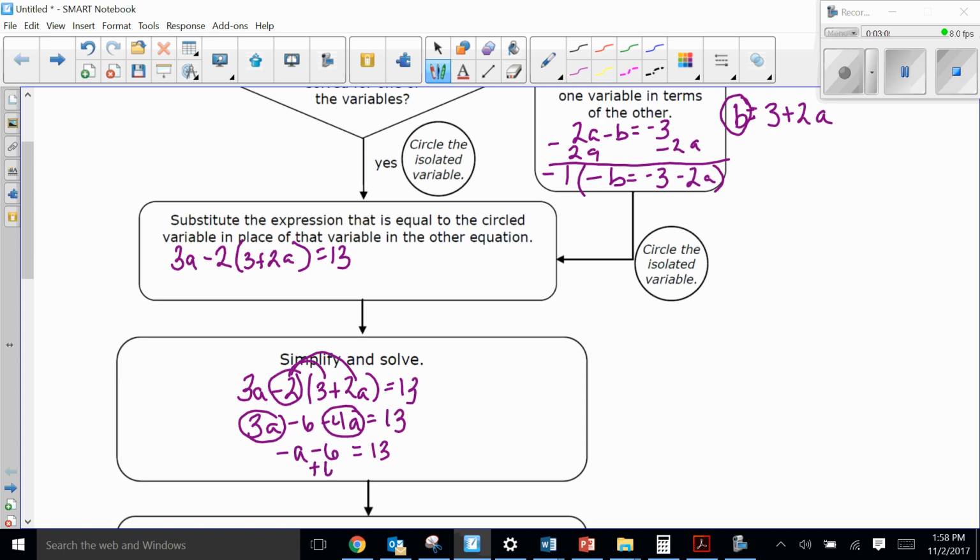And then I'll add 6 to both sides, which leaves me with negative a equals 19. To get rid of that negative a, I'm going to divide both sides by -1, or you can multiply by -1. And I'd end up with a equals negative 19.